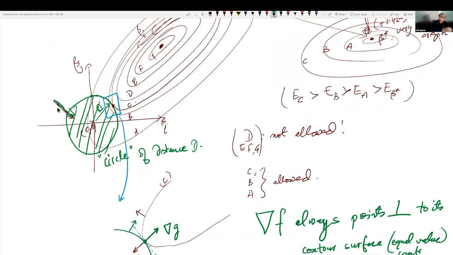This disk is the constraint, and we are introducing a word, constraint surface, or constraint surface, right? You're saying you must find the solution in the disk.